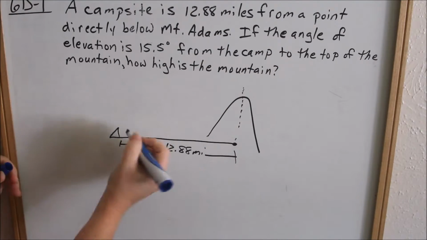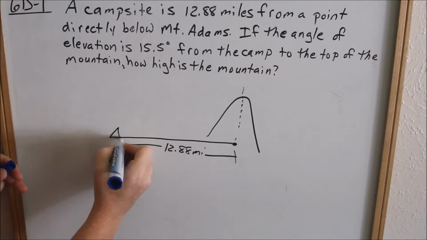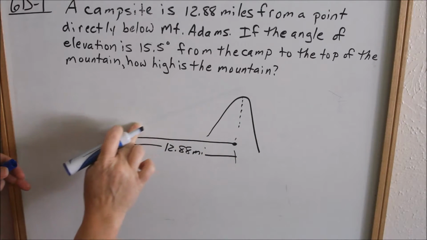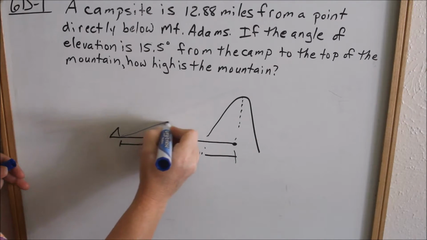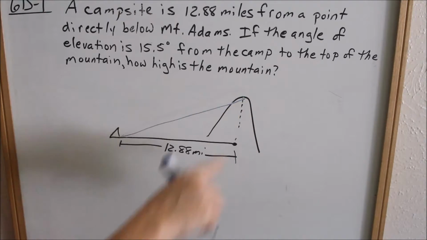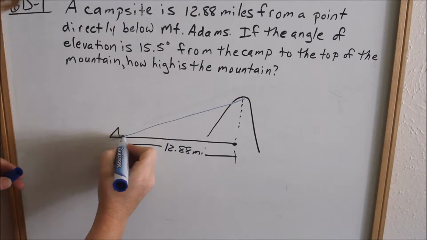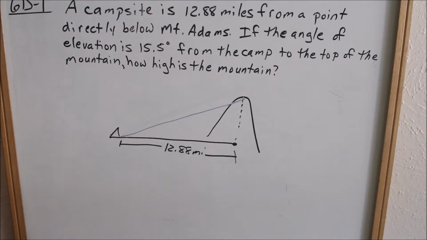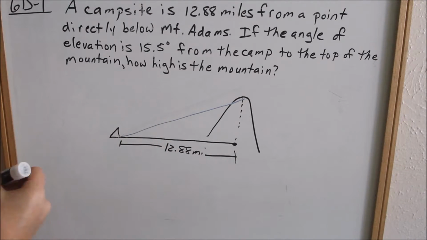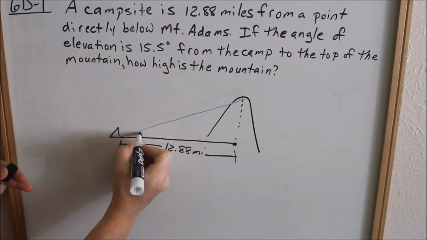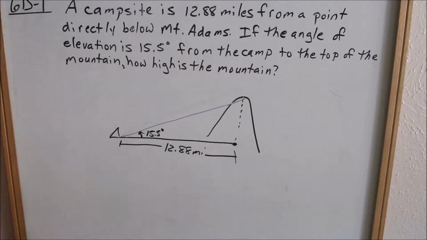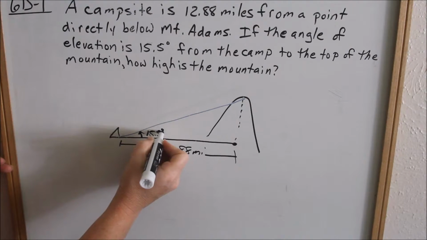Okay, so basically angle of elevation from the campsite to the top of the mountain. Oh, I drew to that line. To the top of the mountain. Right there. Well, in my world that goes to the top of the mountain. It's not a great drawing. Remember, angle of elevation. Start at the horizontal and you're elevating up above. That is your angle of elevation. So this right here is my angle of elevation. That is 15.5 degrees. That is that angle right there.